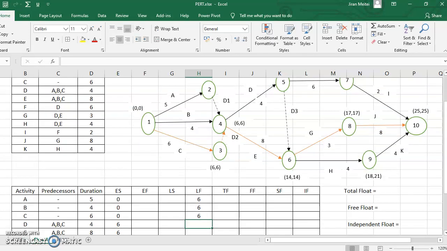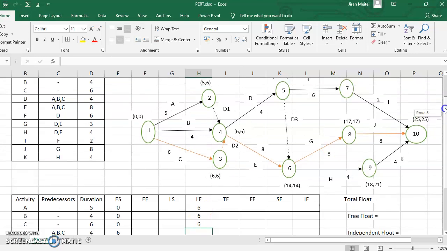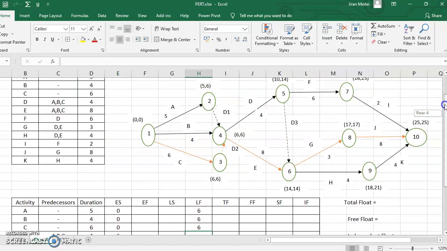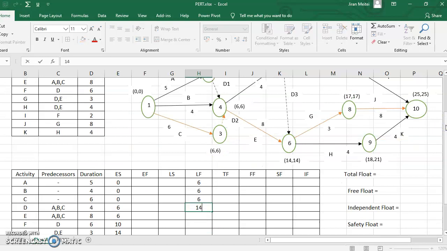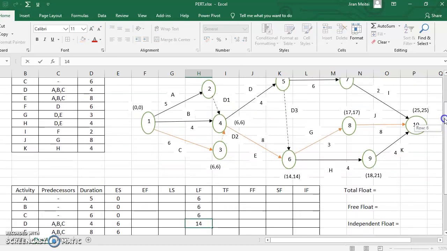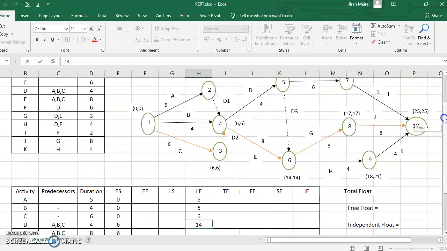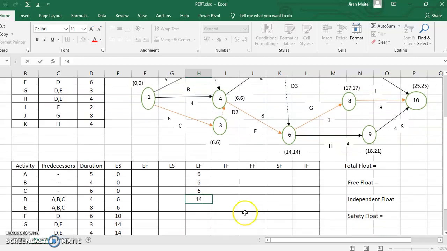Now for D it is 14. For D it is 14. For E also it is 14.